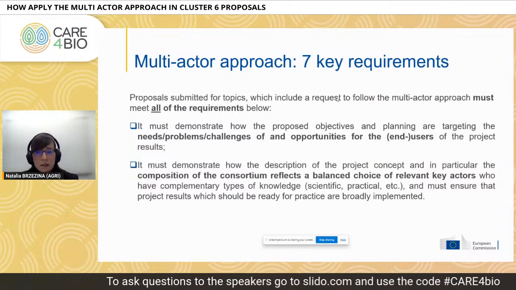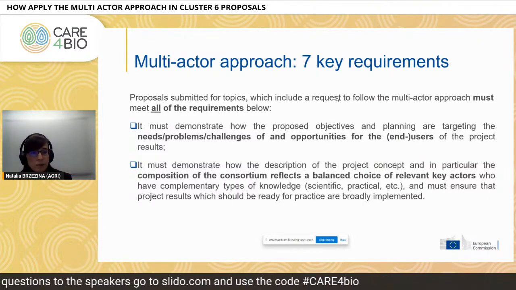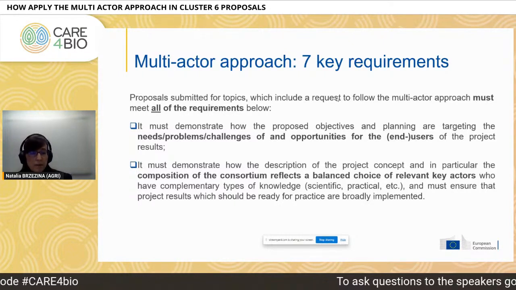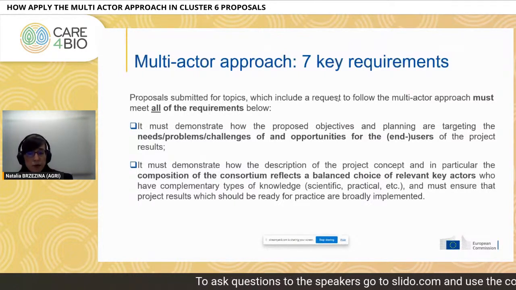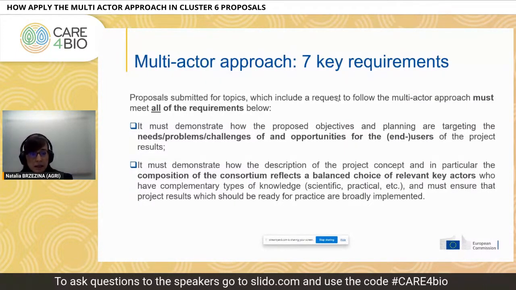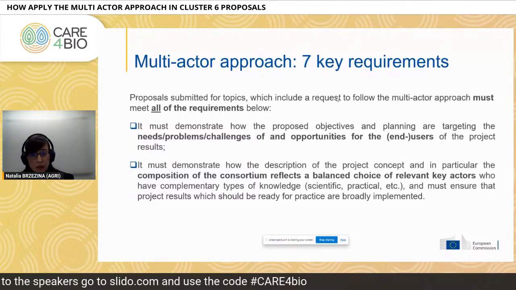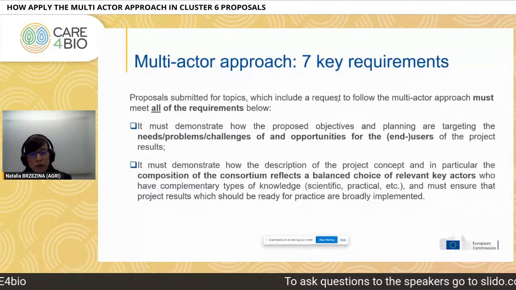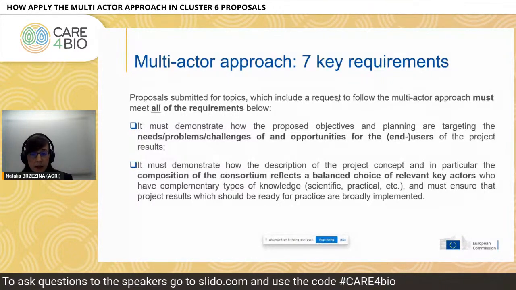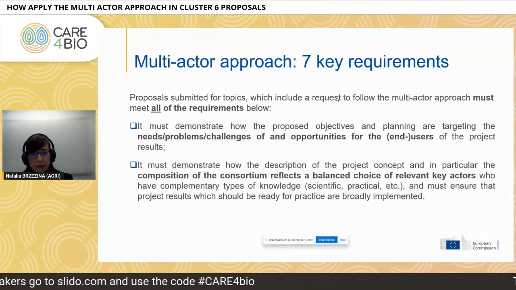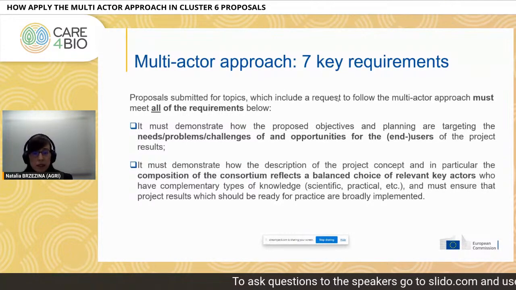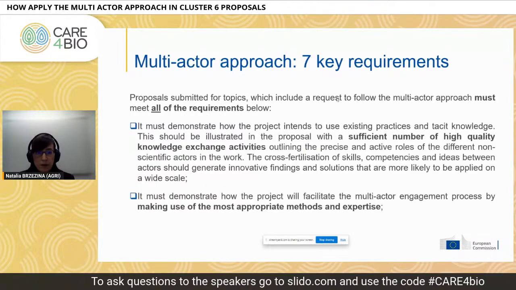And what are then the 7 key requirements? Proposals submitted for topics which require a multi-actor approach must apply all these requirements. So it must demonstrate how the proposed objectives and planning are targeting the needs, problems, challenges of and opportunities for the end users of the project results. It must also demonstrate how the description of the project concept, and in particular the composition of the consortium, reflects a balanced choice of relevant actors who have complementary types of knowledge that can ensure that the results will be really useful for practice and broadly implemented.